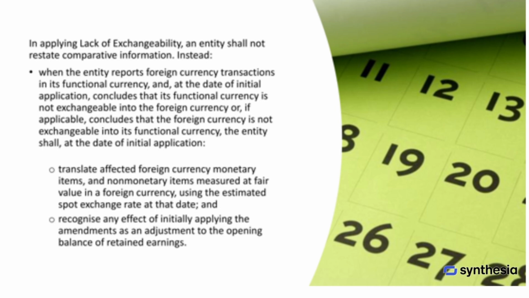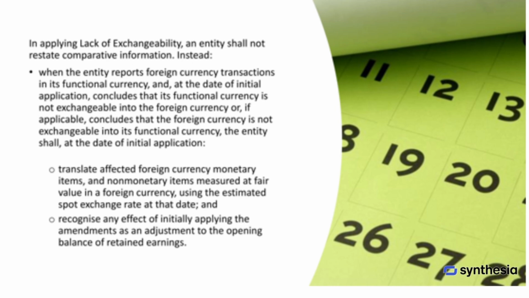When an entity applies the lack of exchangeability amendments, it should not restate the comparative information from previous periods. Instead, the entity focuses on making adjustments at the date it first applies the amendments. If the entity reports foreign currency transactions using its functional currency, and at the date of initial application, it concludes that its functional currency cannot be exchanged into the foreign currency, or the foreign currency cannot be exchanged into its functional currency, then the entity takes specific steps.